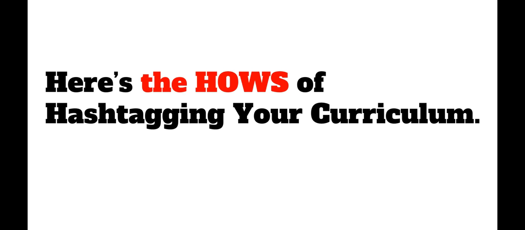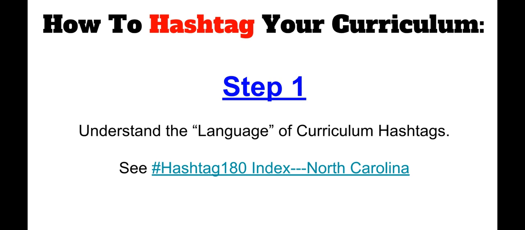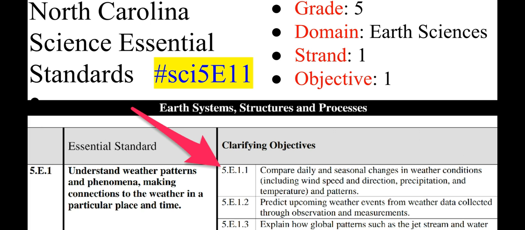Here's how to hashtag your curriculum. Step number 1, here is the link that I have created of the index of all of the North Carolina curriculum hashtags. Although most are there, this is still a work in progress. When you hashtag Science Essential Standards, be sure to include the hashtag symbol, the abbreviation for science, SCI, the grade level 5, the domain E for Earth Sciences, the strand 1, and objective 1. This is how I would hashtag 5th grade science weather objective 5E11. Notice in the hashtag there is no punctuation.